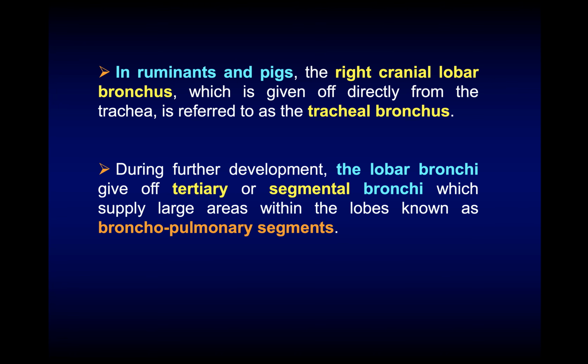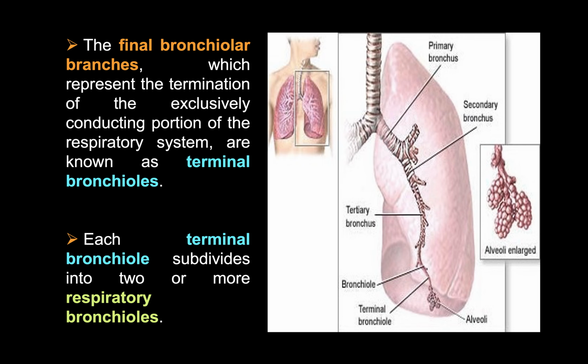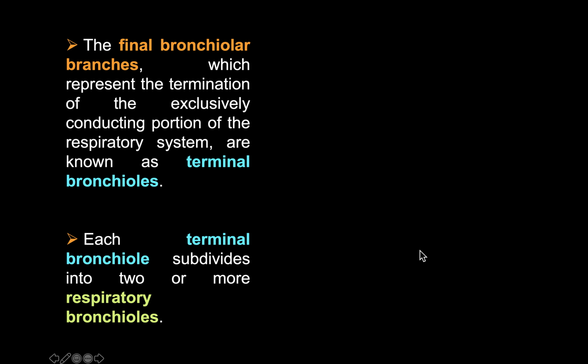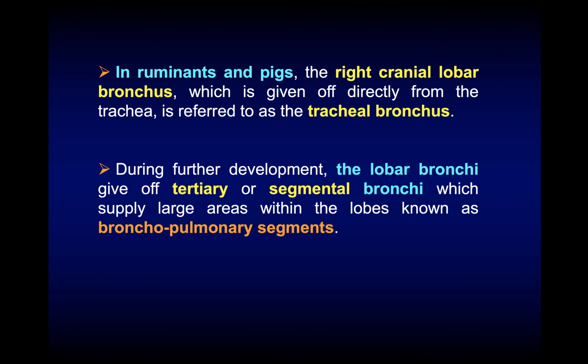cranial lobe. As I said, the lobar bronchi will give off the tertiary. Then we have the segmental bronchi. Let's go to this again. You can see here, this is the main bronchi, starting to divide, and this is the area of the segmental bronchi.